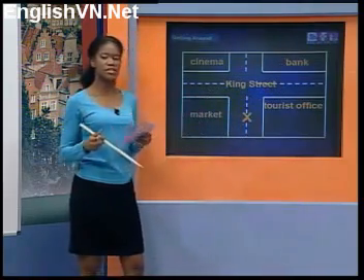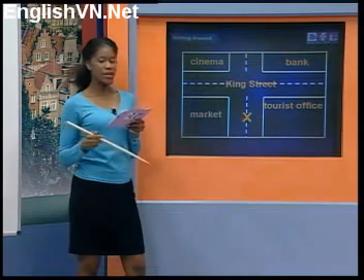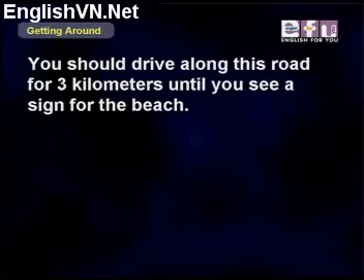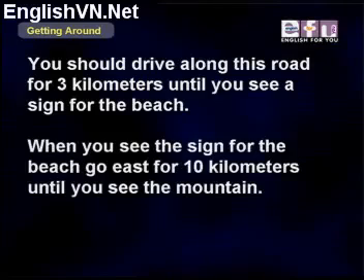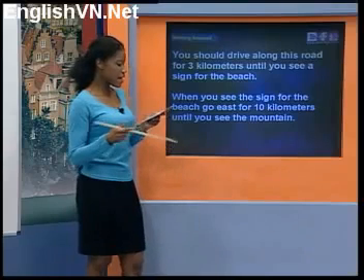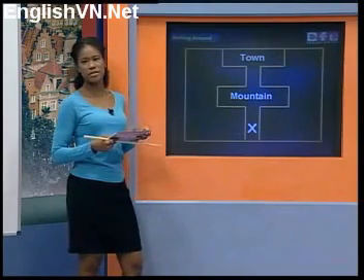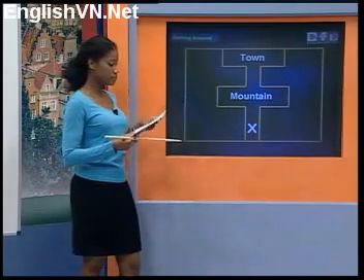So in a different situation, but when you are talking about the same direction, you can say to someone, you should drive along this road for 3 kilometers until you see a sign for the beach. When you see the sign for the beach, go east for 10 kilometers until you see the mountain. So let's have a look at a different picture and how we can give directions to someone.